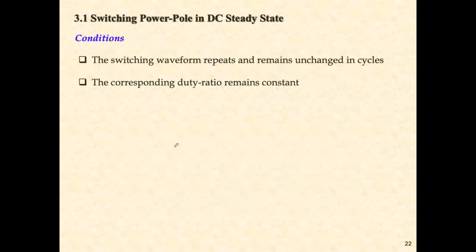And here I just want to mention once again the conditions. Actually, from the DC steady state, we should already know the conditions, just because of what we just mentioned. All the waveforms repeat every switching period. The duty ratio remains constant. Do you still remember what the duty ratio is up to now?